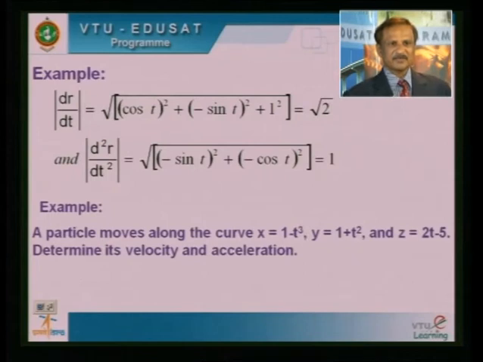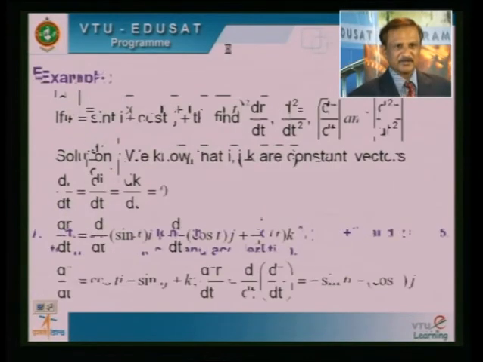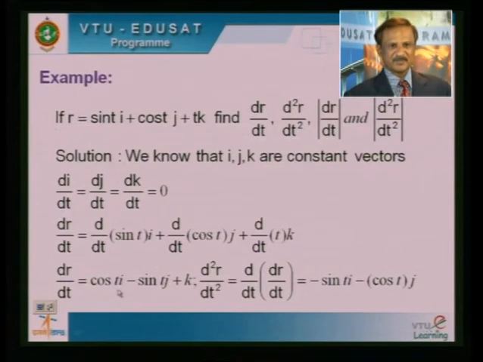How do we calculate? We have already calculated the modulus of a given vector. Is it clear? So, square root of the coefficients of i, j, k whole square. According to the previous example, what is the value of dr by dt? The coefficient of i is cos t, the coefficient of j is minus sin t, and the coefficient of k is 1. It means the modulus of dr by dt is equal to square root of cos square t plus minus sin square t plus 1 square.